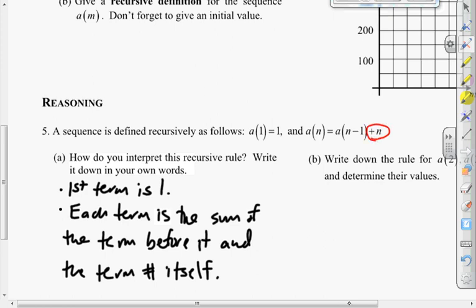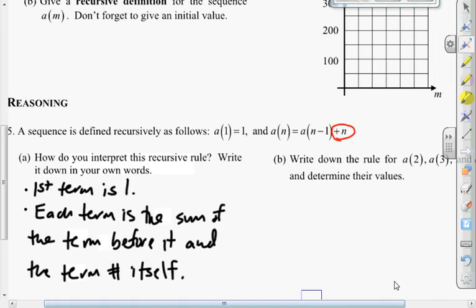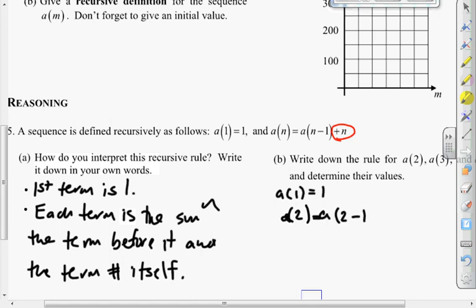So let's try one using this recursive definition. So we know a of 1 is 1. Now we're asked to find a of 2. Sorry about that. So a of 2 is going to be equal to a of 2 minus 1 plus 2. Now I got that by substituting in a 2 here and a 2 here.